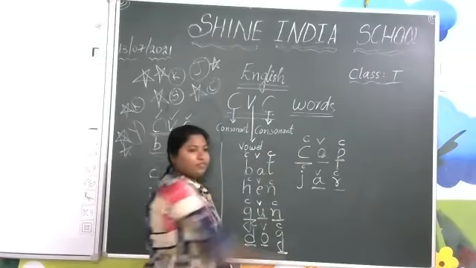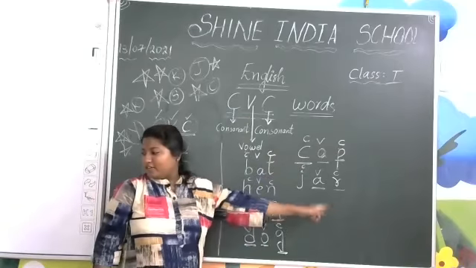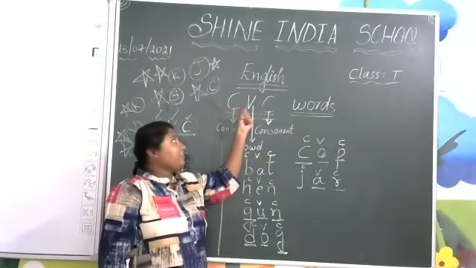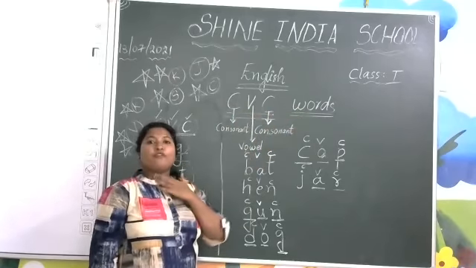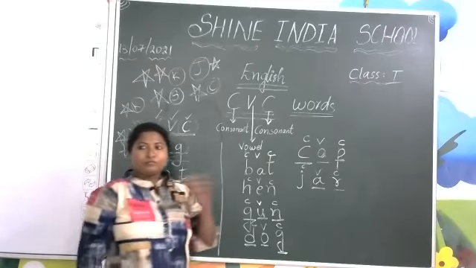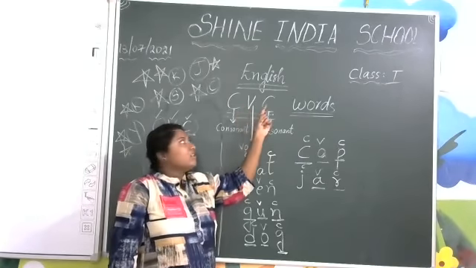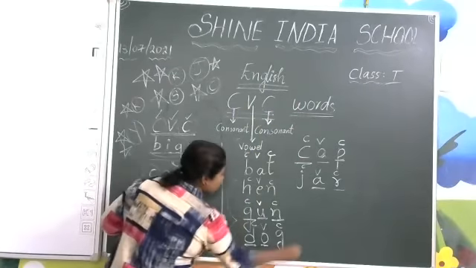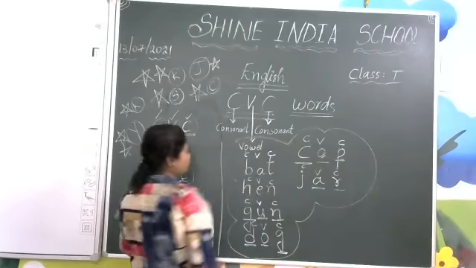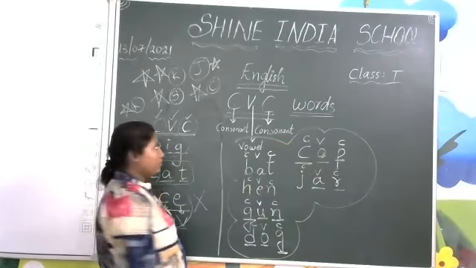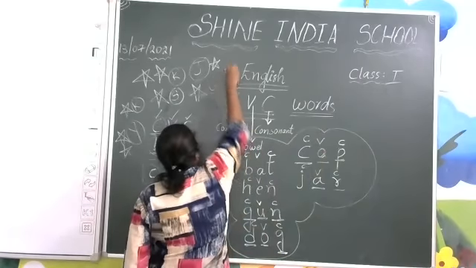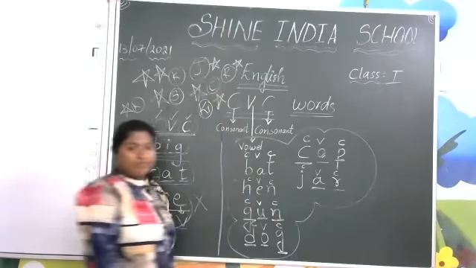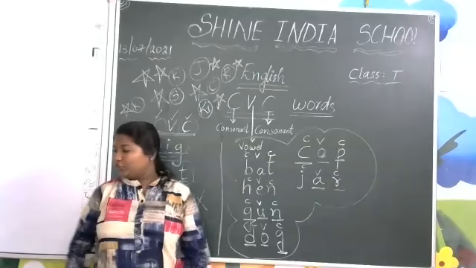What are these words? CVC words. All of you repeat: CVC words. So these are all CVC words. Very good. Vishwanya also got a star. Krishna Kartikeya also got a star. Very good, children.